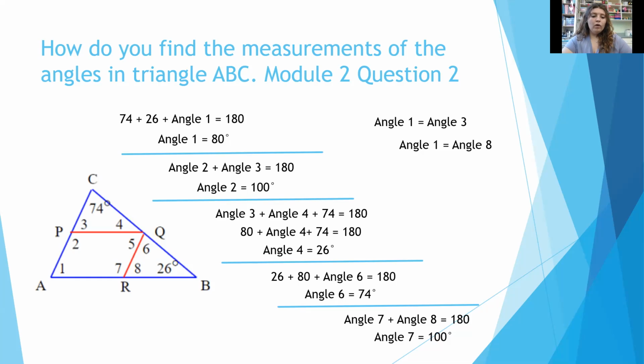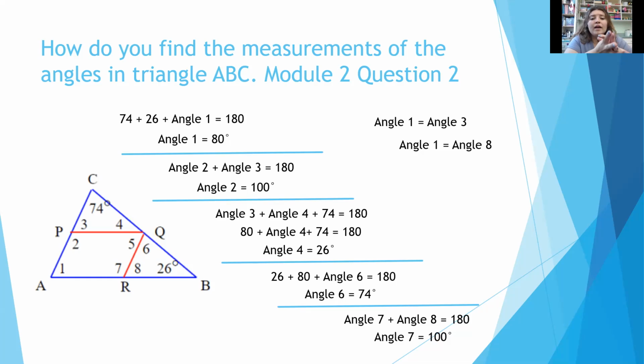And then for triangle CPQ, we know that angle 3 is equal to 80 degrees. And then we have the 74. So to solve for angle 4, we'll subtract the other 2 from the 180. And angle 4 ends up being 26 degrees.